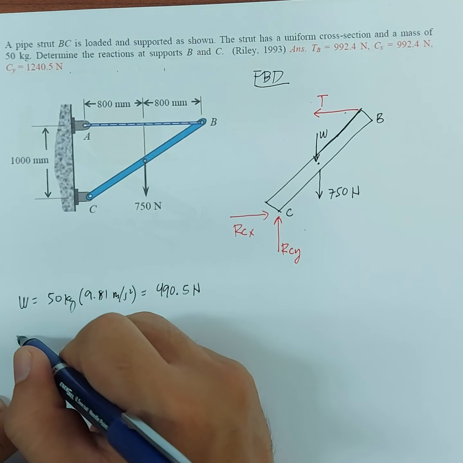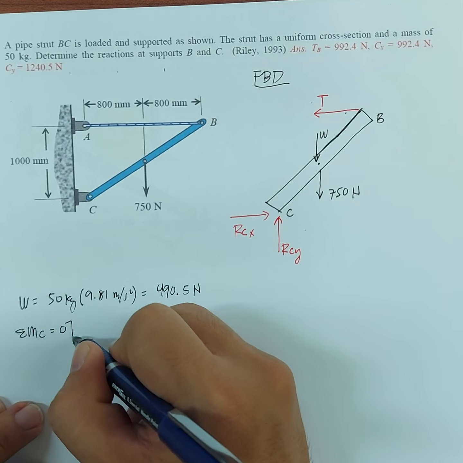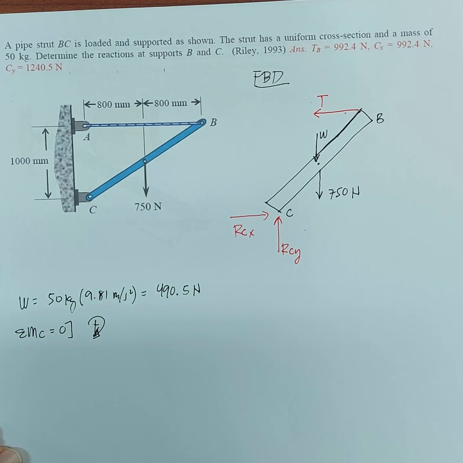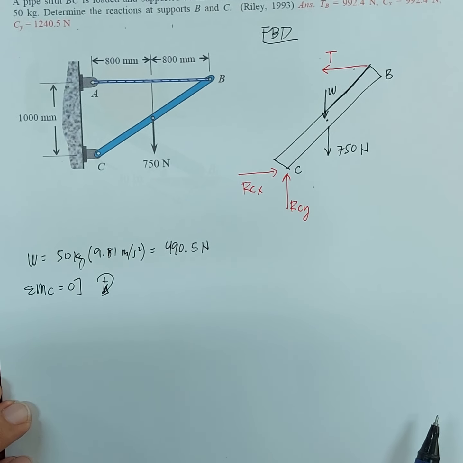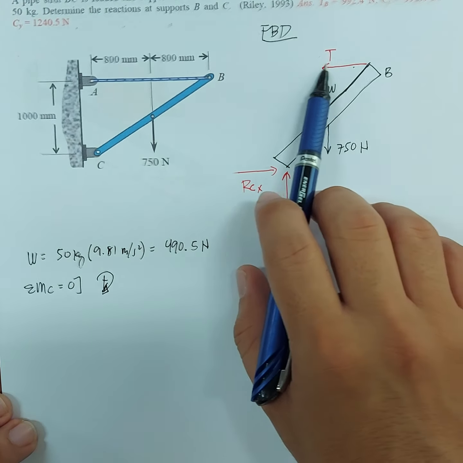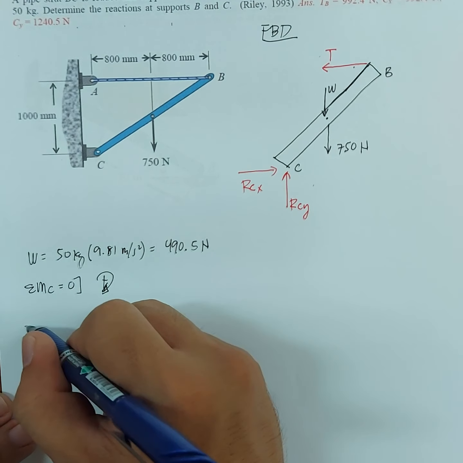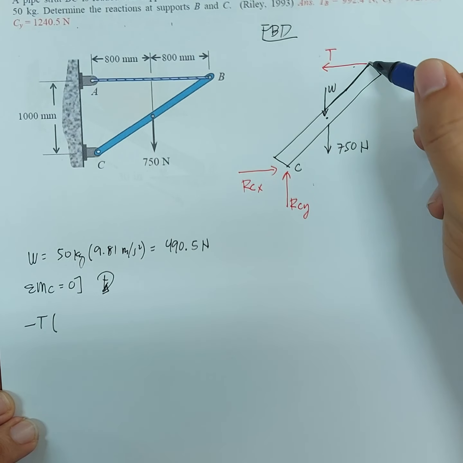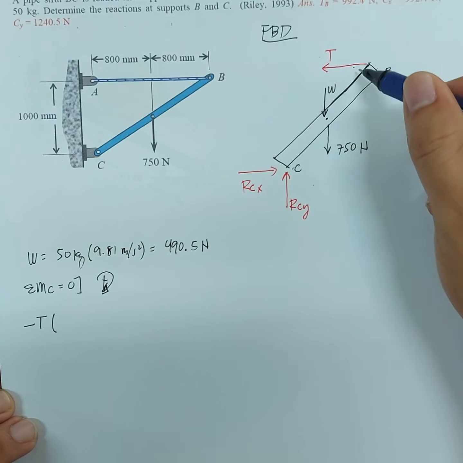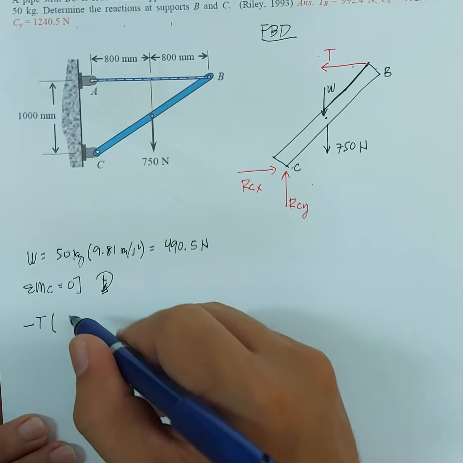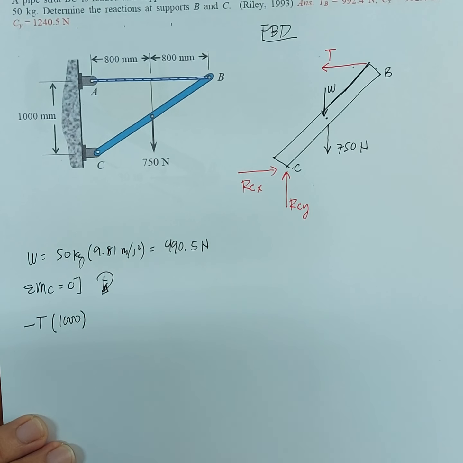So, summation of moments at C is equal to 0, clockwise moments positive. So, ano yung mga may moments sa C? Siyempre, yung T, ano? T creates a counterclockwise moment about C. So, minus T times its moment arm about C. Ano yung moment arm niya? Okay, perpendicular distance. Ito, 1,000 millimeters.